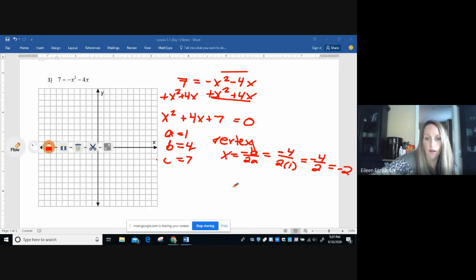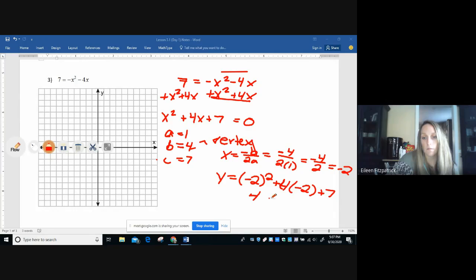Okay, so I was plugging in the wrong value. I was plugging in a positive 2. So I'm going to have y is equal to -2 squared plus 4 times -2 plus 7. So that's going to be a positive 4 minus 8 plus 7. So that's going to be -4 plus 7, which is going to give you a positive 3. Positive 3.